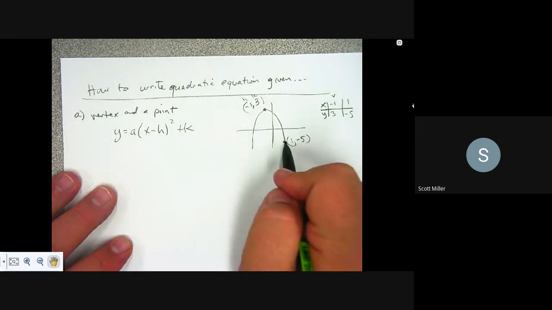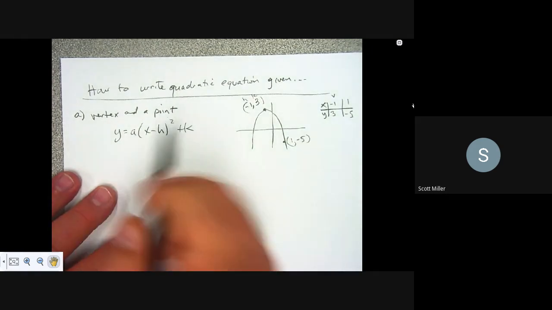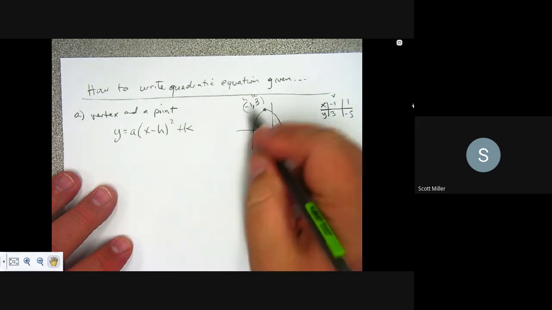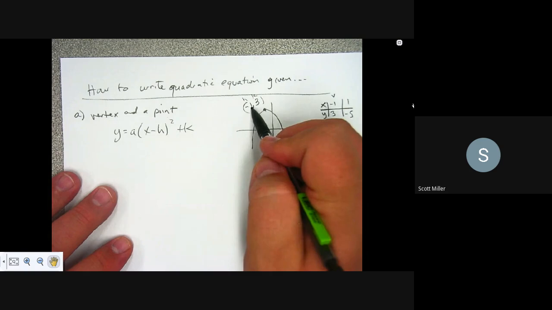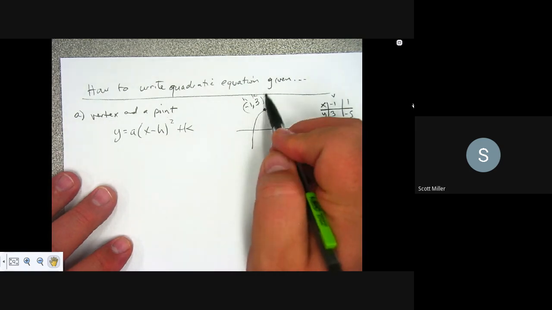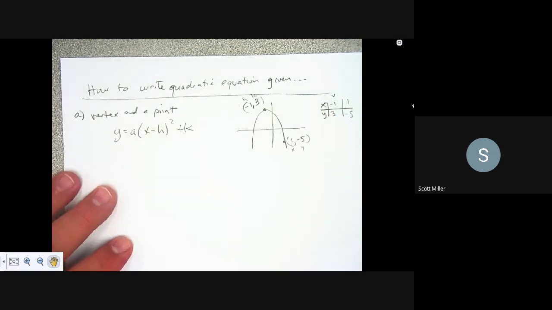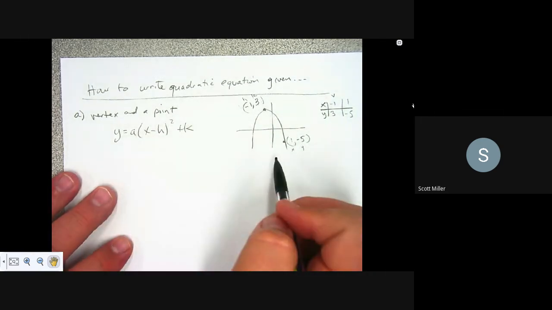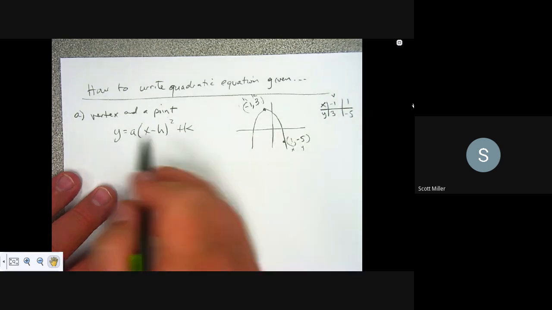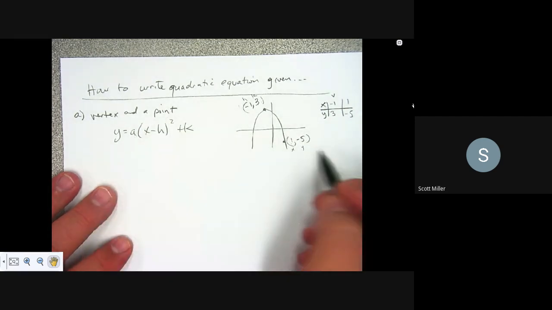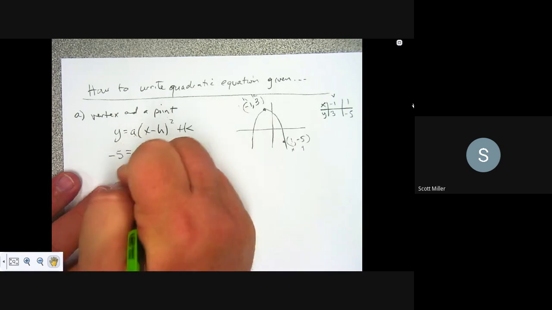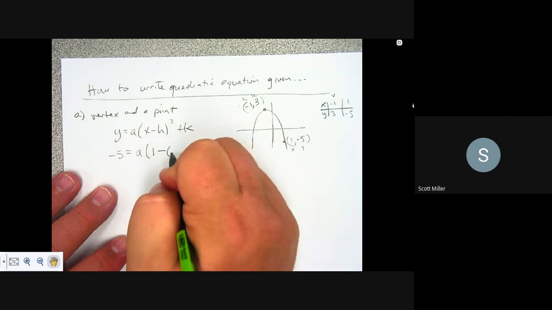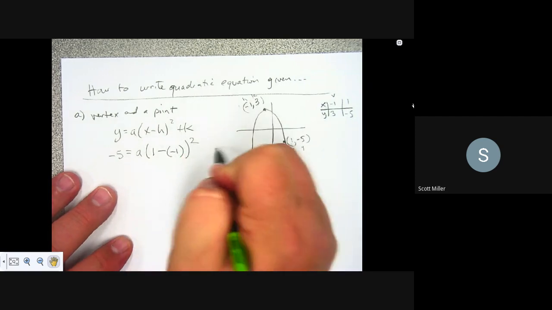So this point is designed to give you a. This point is the x and a y. It is a point on the curve, so it represents an x and a y. This point also represents an x and a y. It's just more important because it's the vertex. So to find a, which is what you need to find from this information, you plug in these numbers for all the letters except for a. So y would be negative 5, a, x is a 1, minus h is a negative 1, and then k is 3.